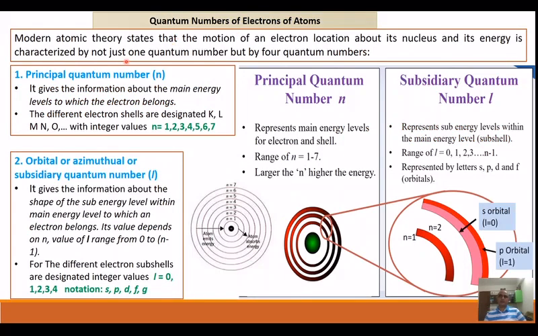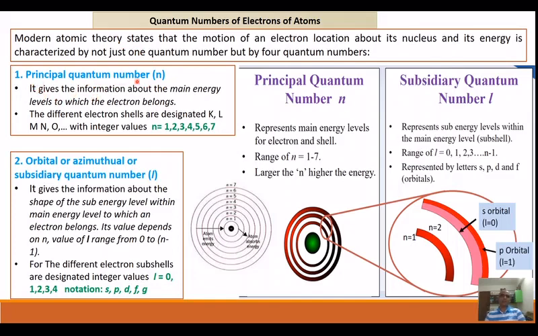After this, we studied the different shells n1, n2, n3 in the previous review. Up to 7 there are different shells, and they are defined by the quantum numbers of the electrons of atoms. Modern atomic theory states that the motion of an electron about its nucleus, its location and its energy, is characterized by not just one quantum number, but four quantum numbers. This is the modern atomic theory. According to this, four quantum numbers are defined. What are those four quantum numbers?